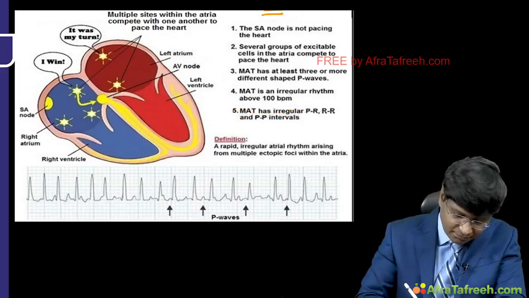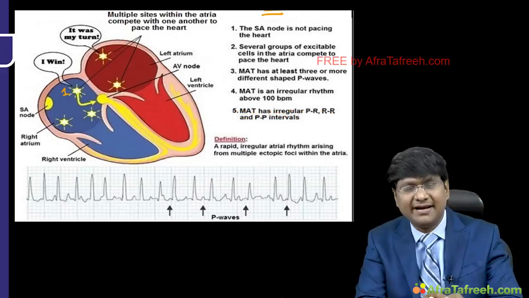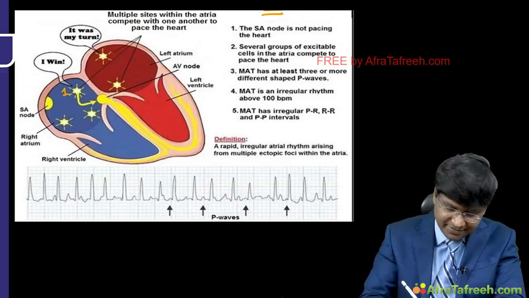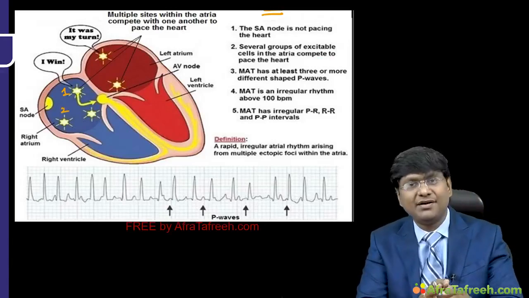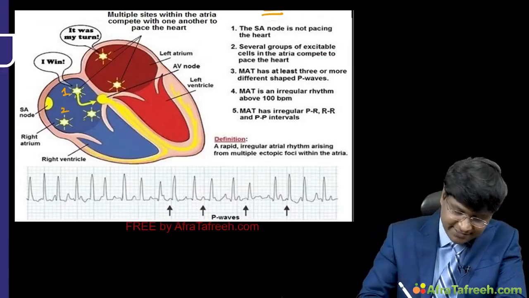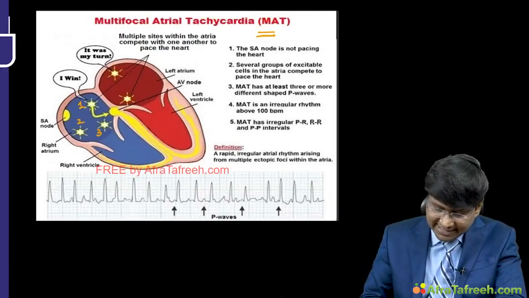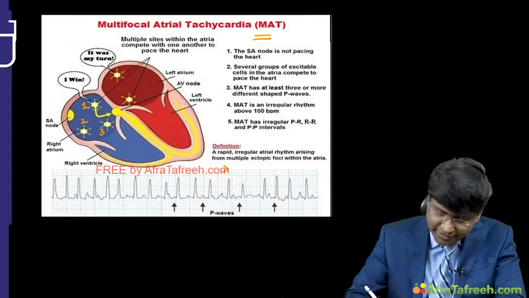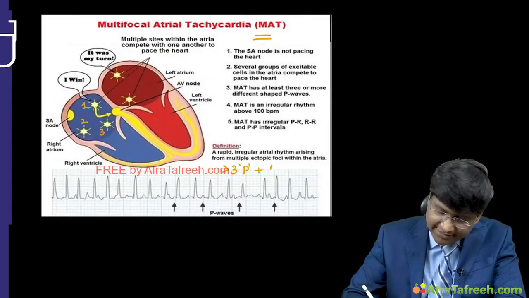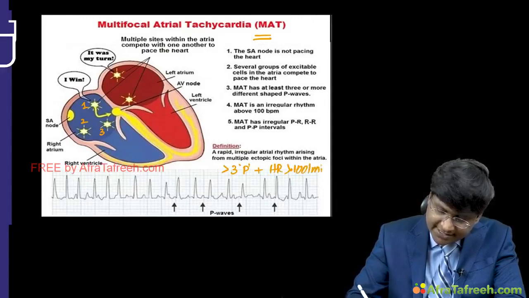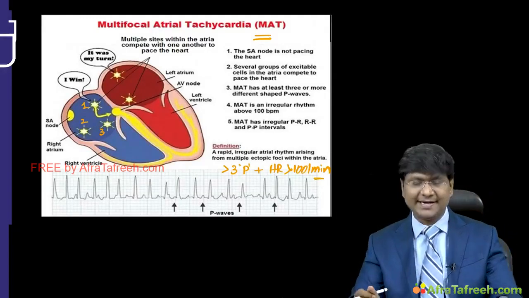So this particular atrial activity, one morphology of the P wave. This particular atrial activity, one morphology of the P wave. This particular atrial activity, another morphology of the P wave. So that way you will have more than 3 different P waves. Along with that, the heart rate more than 100 per minute. This we call the multifocal atrial tachycardia.